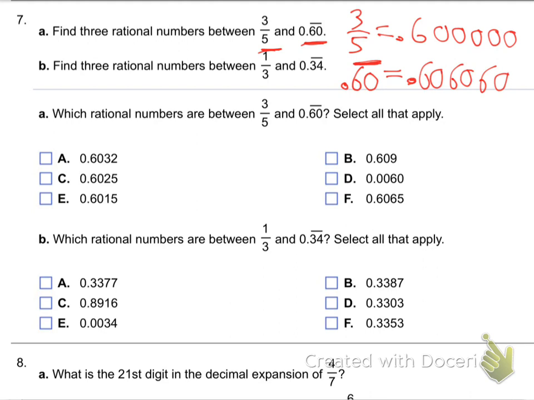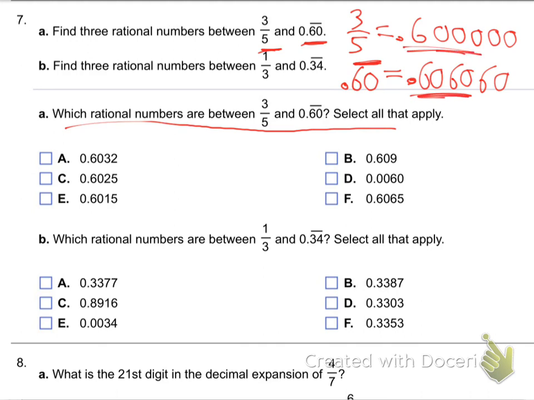So now they want numbers. What do they want? 3 numbers between. So basically they're saying which numbers are between them. Select all that apply. So how about this? It's 6060, isn't it?